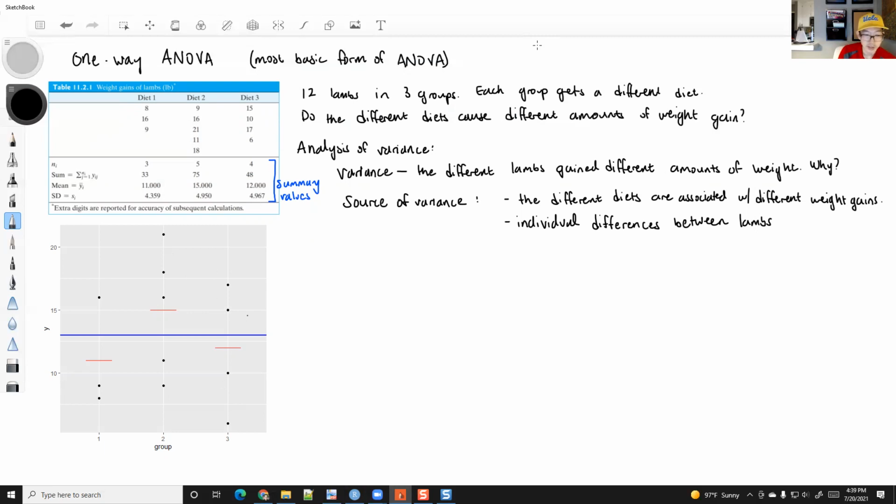All right, and here each group mean is shown in red. This is the group mean. So this is Y bar for group 1. This is Y bar for group 2. And this is Y bar for group 3. Okay, and so group 1 has a mean of 11. Group 2 has a mean of 15. And group 3 has a mean of 12. And that's what I've plotted with these red lines. Okay.